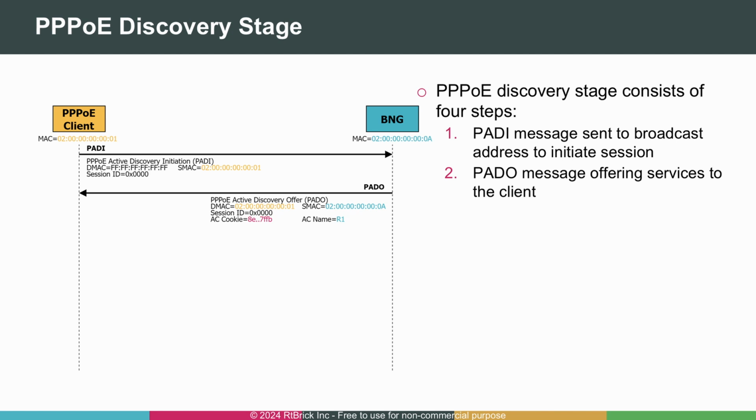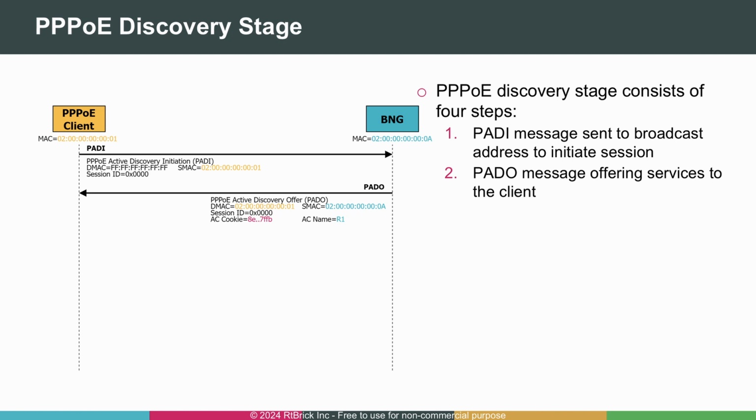The BNG may also generate a unique AC cookie based on the client's MAC address and attach it to the PADO packet to protect against denial of service attacks. This AC cookie is used unmodified in all subsequent PPPoE packets.